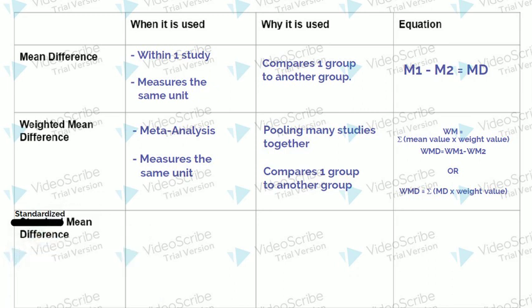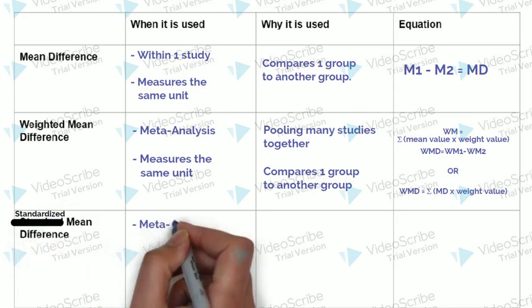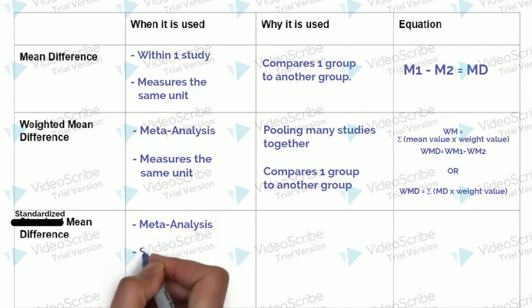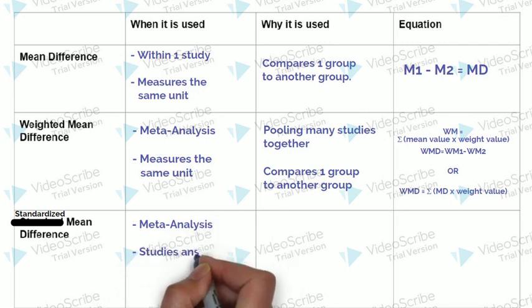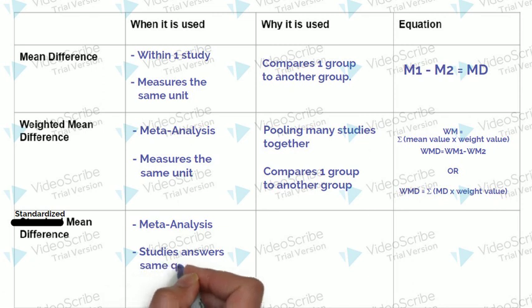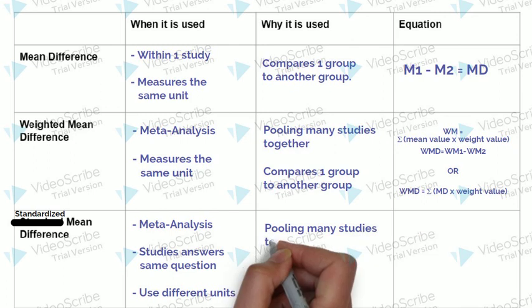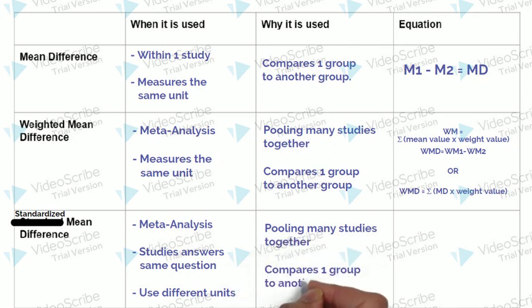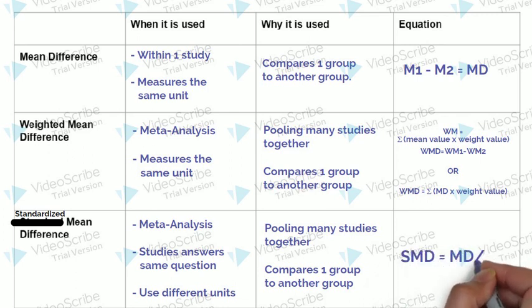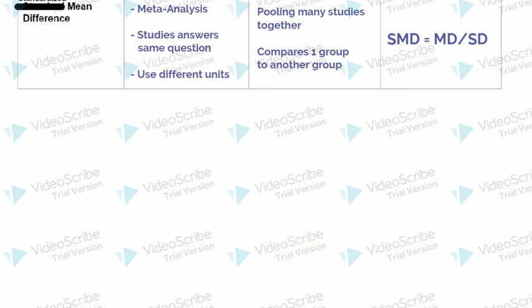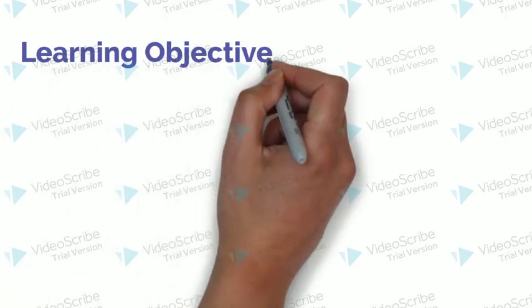Finally, we have standardized mean difference. These are also found in meta-analyses, answering the same research question, but they are all measured using different units. So then we have to standardize all of these study outcomes so that we can pool them all together, and again, compare one group to another. You do this by using standard deviations. So SMD is found by using the mean difference divided by standard deviation.